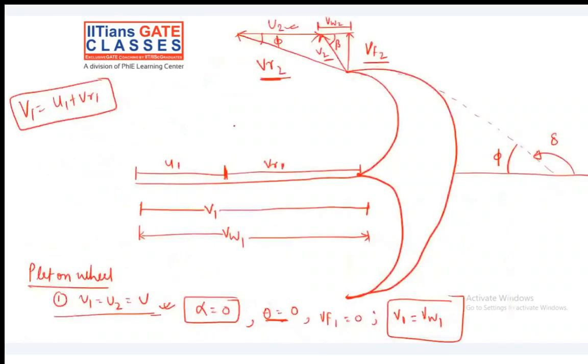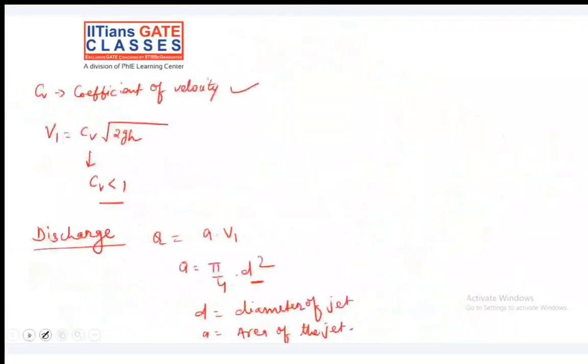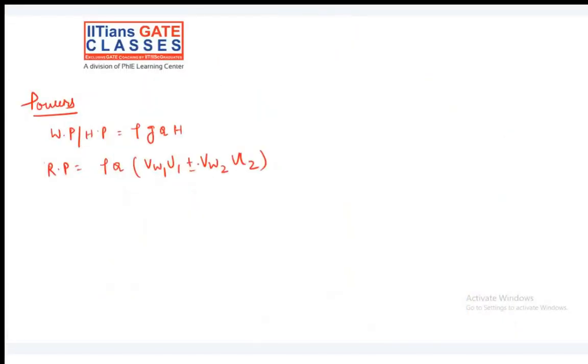Can you see that vw1 is in this direction? The direction of VW1 is this. And can you see that the direction of VW2 is something like this? Why? Because the components are one component this, the second component this one. That means VW2 is opposite to the direction of V1. So minus and minus will get cancelled out, and this will become plus. So this is rho Q (VW1 U1 plus VW2 U2). Okay, so this is your runner power.